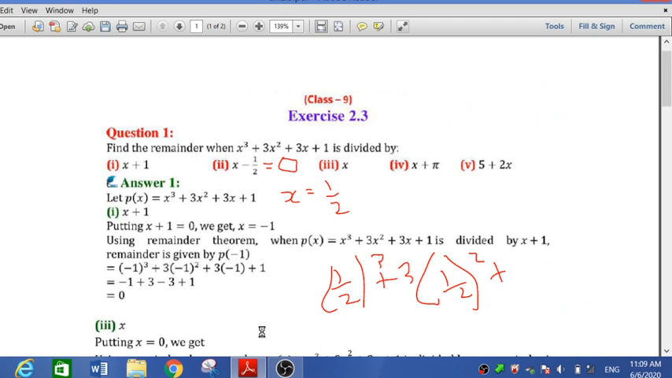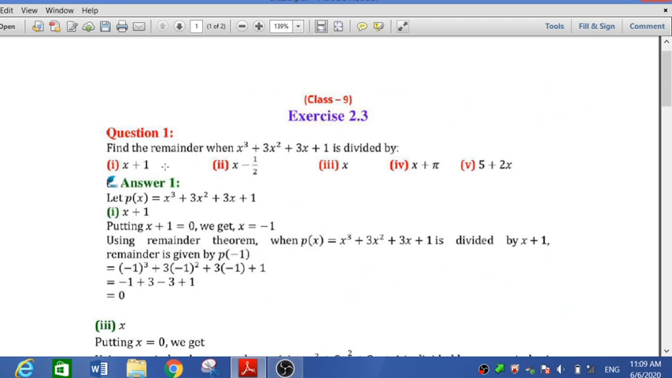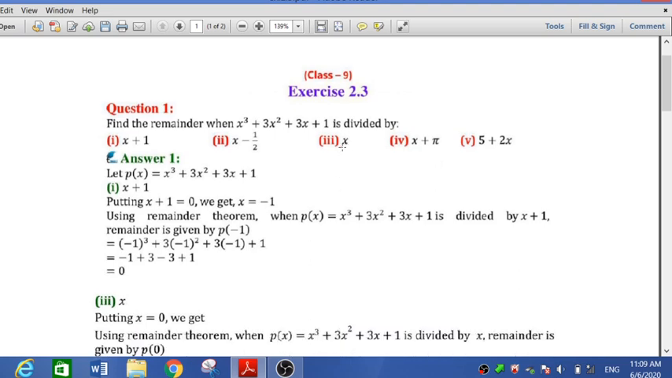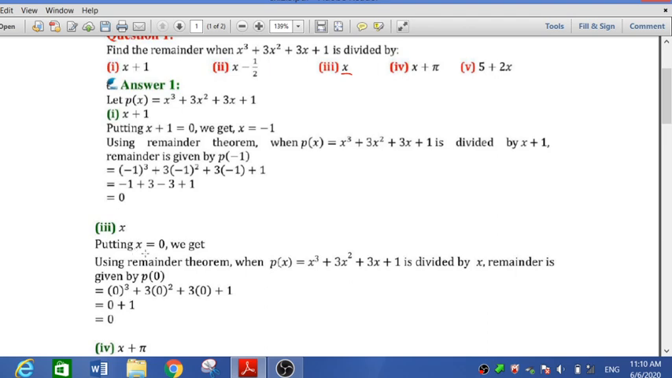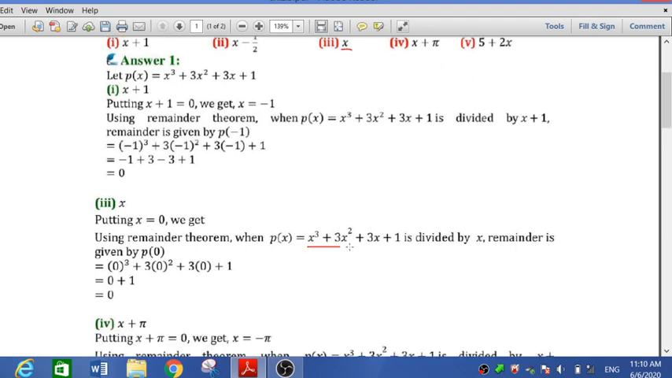So here you can try it yourself, exercise 2.3, first, second, third question, when only x is given. Only x is given, so what we have to put? X equal to 0. When we put x equal to 0 anywhere, our answer is the constant term. Always remember, when we put x equal to 0 in the given polynomial, constant term is my answer. So here 0 plus 1, answer is 1. So what I have to write?